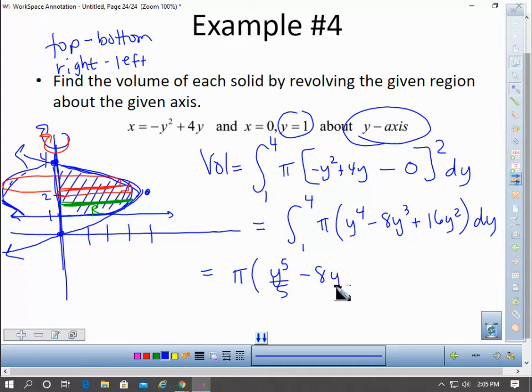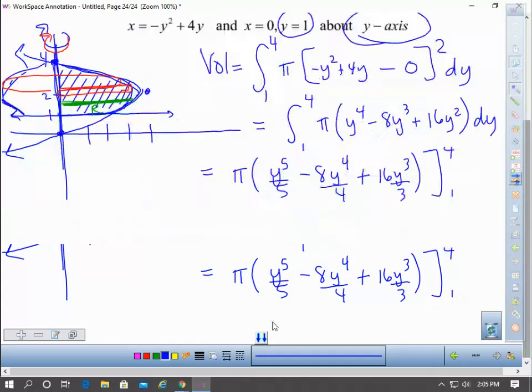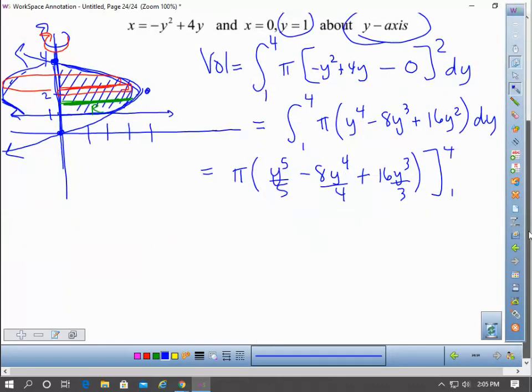This will be y to the 4th over 4. Keep my 16. This will be y to the 3rd over 3. I don't need the plus c because I'm going to evaluate from 1 to 4. All right, so there's my antiderivative. So now I can do my fundamental theorem of calculus.